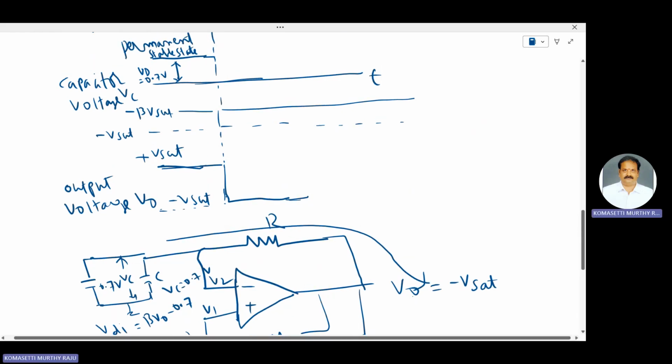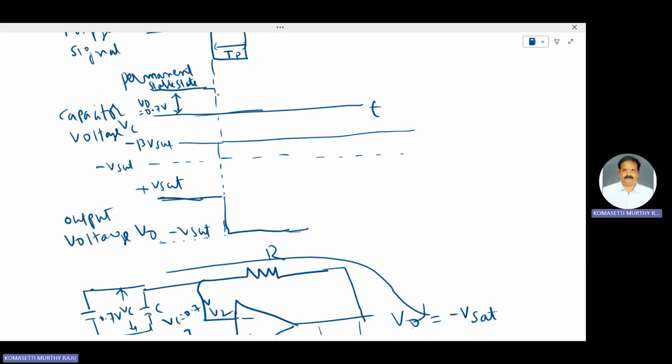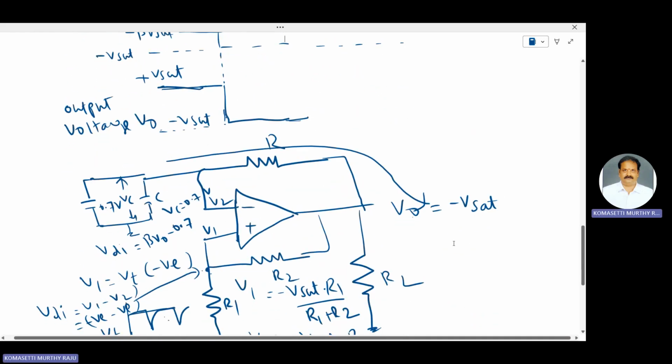Minus beta Vset line. Whenever the capacitor voltage charges towards negatively and reaches minus beta Vset, here the difference voltage VID is equal to V1 minus V2.